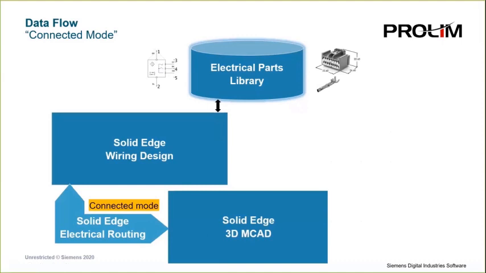Once in the MCAD environment, those engineers would maybe bundle the wires together, route them through their assembly, and now the electrical team needs that updated information. Have the wire lengths changed based on initial assumptions? That information is sent back automatically via this connected mode.